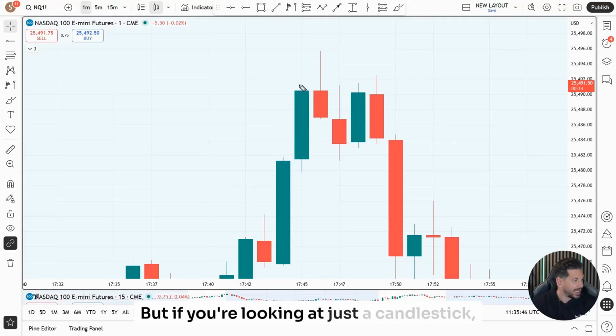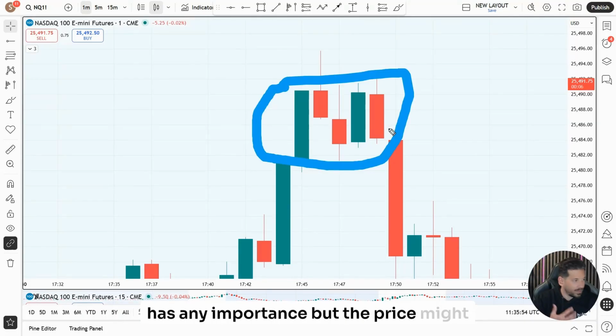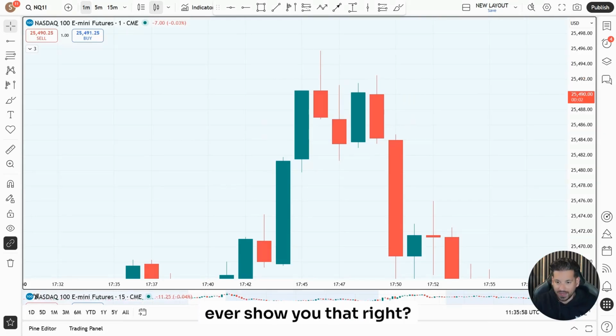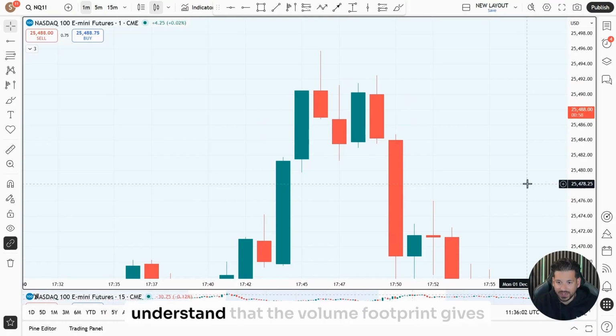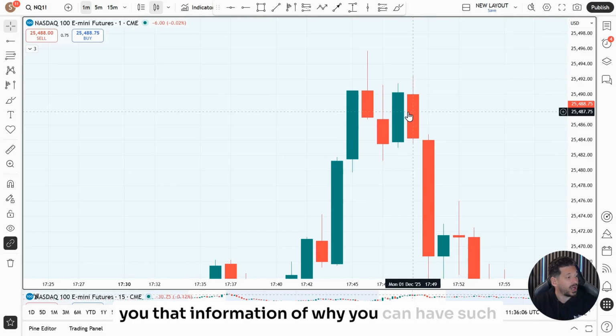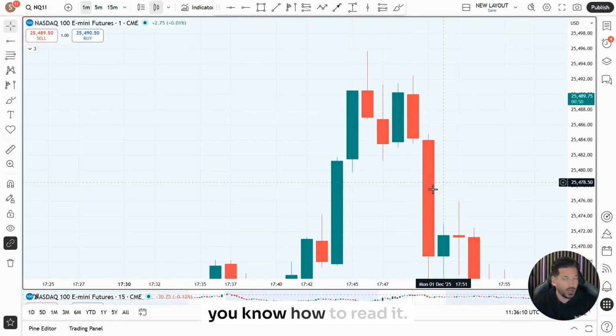But if you're looking at just a candlestick, there is nothing here in this area. How would you know that this area here has any importance, that the price might reverse? There's nothing really in the candlesticks to ever show you that, right? So the important thing here is to understand that the volume footprint gives you that information, and that is why you can have such precision scalps of getting in the market if you know how to read it.